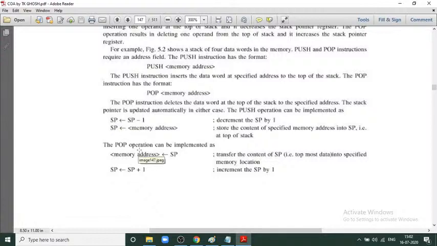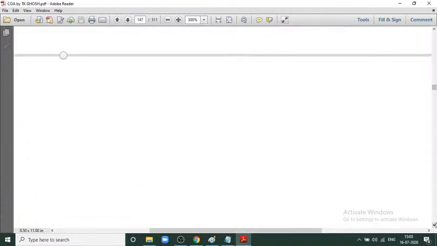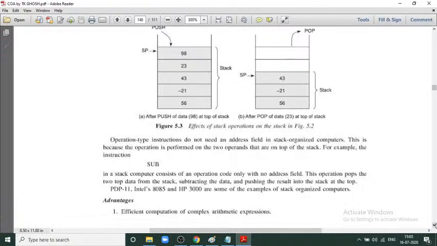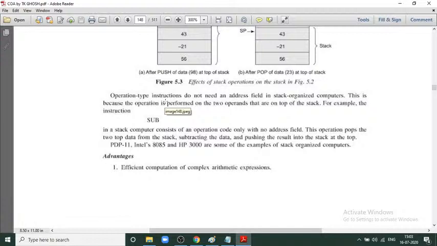Similarly, during the pop operation, what happens? The stack pointer's address becomes the memory address from where we need to pop the data. So currently, if 98 is the topmost data and its address is 751, the memory address from where we need to pop is 751. After popping the 98 data, the stack pointer will be incremented by 1. So now the stack pointer becomes 751 plus 1, that is 752. So now it is pointing to 752. This is how a stack works, and stack related instructions are useful for stack operations.